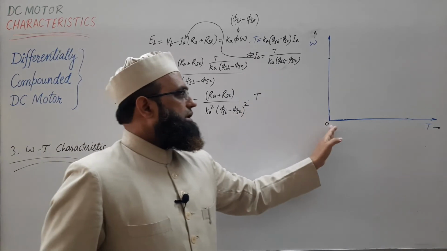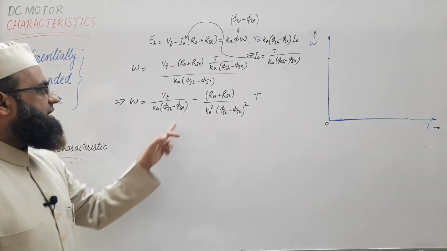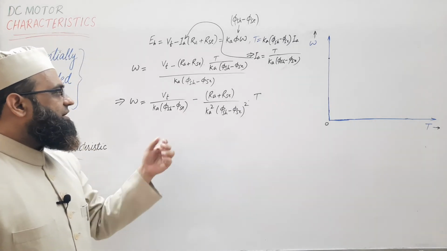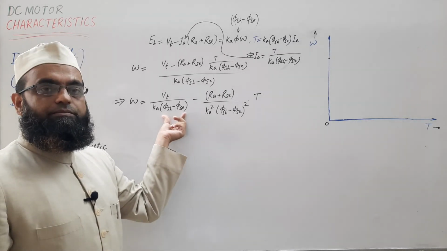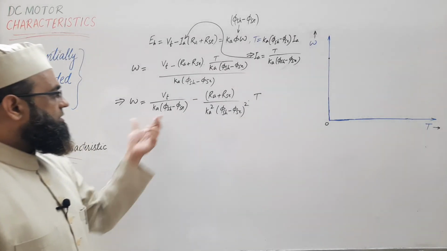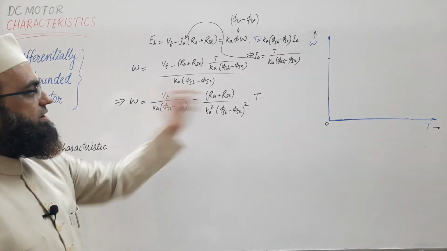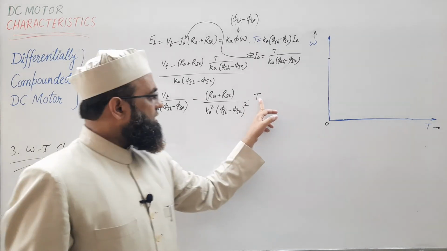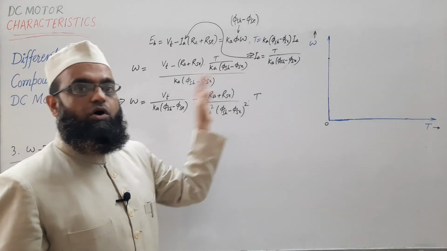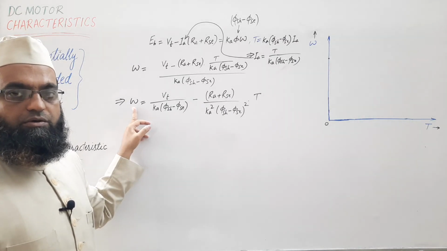When torque is increased from 0 to a non-zero value, correspondingly Ia will increase. By increasing Ia, phi se will increase, again the same story. So by increasing phi se, we are decreasing this difference. By decreasing this denominator, its impact will be to increase the speed. At the same time, by increasing torque, this term will increase, and this is with a negative sign. So the overall impact will be decreasing the speed.